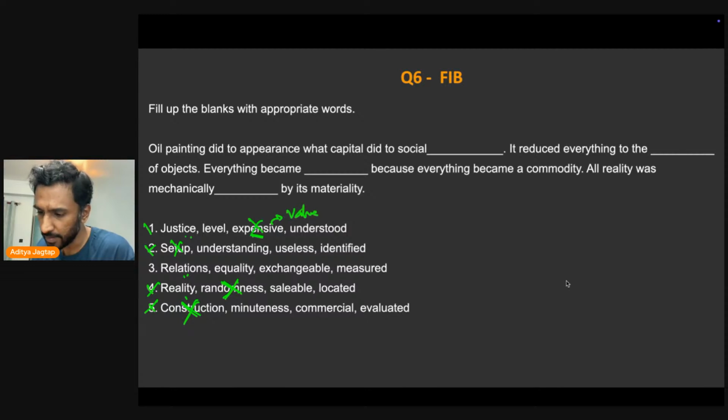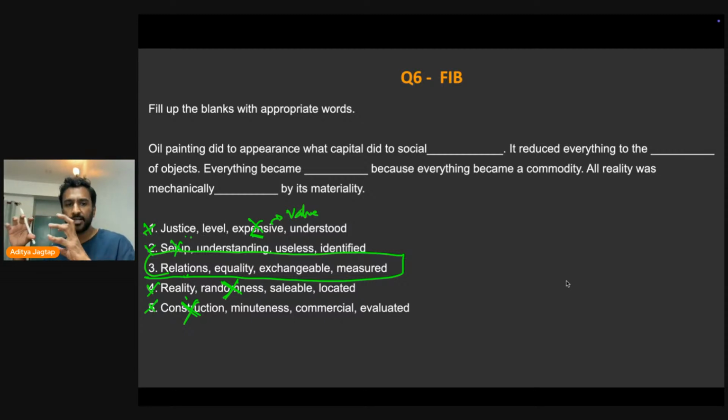So expensive would become incorrect. So 1 is invalid. We are left with 3, and 3 is the right answer for this question. So if you notice, I'm estimating and grasping my way to the right answer. This is not based on memory.